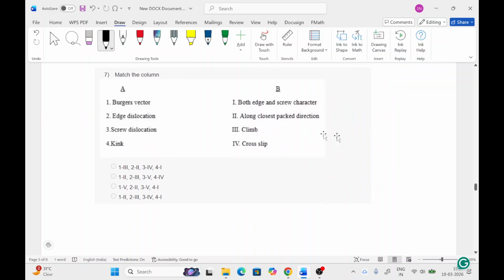So here we have to match the column. So Burgers vector is what? It is along the closest packed direction. So for one, the second option is matching. Edge dislocation, climb. Screw dislocation can cross slip. Kink have both edge and screw character.